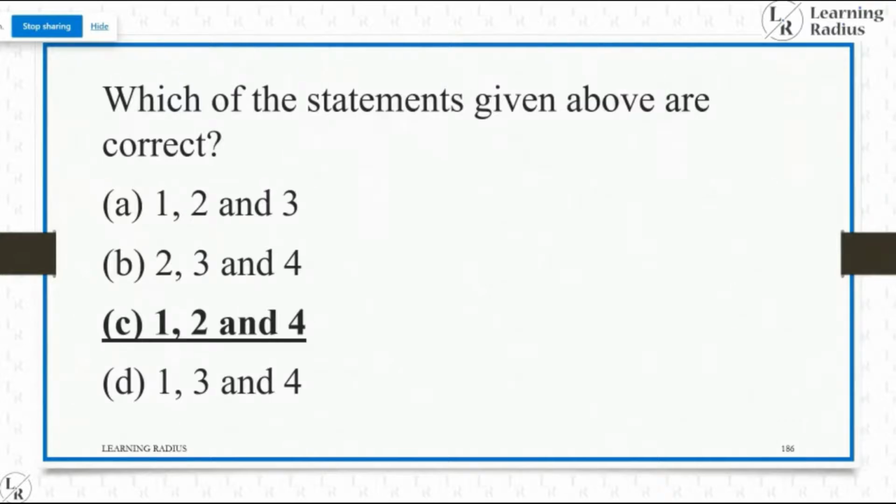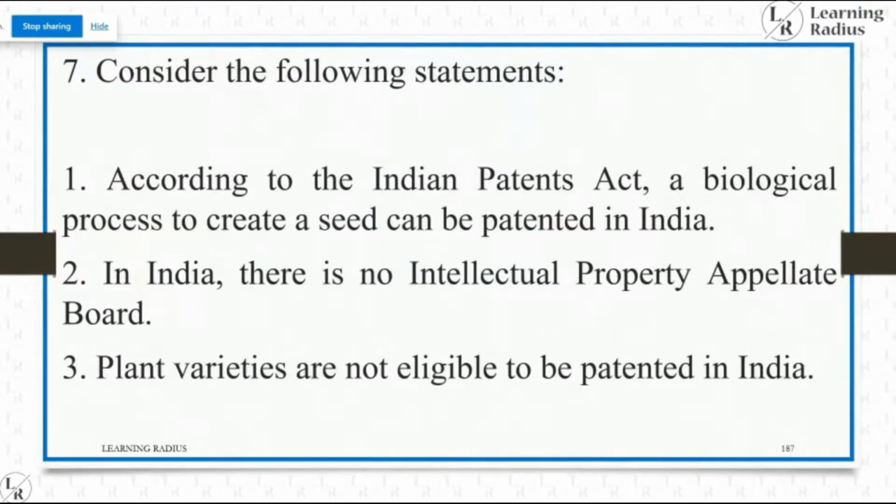Let's come to the next question. According to the Indian Patent Act, a biological process to create a seed can be patented in India. Second statement: in India, there is no Intellectual Property Appellate Board. Third one: plant varieties are not eligible to be patented in India.